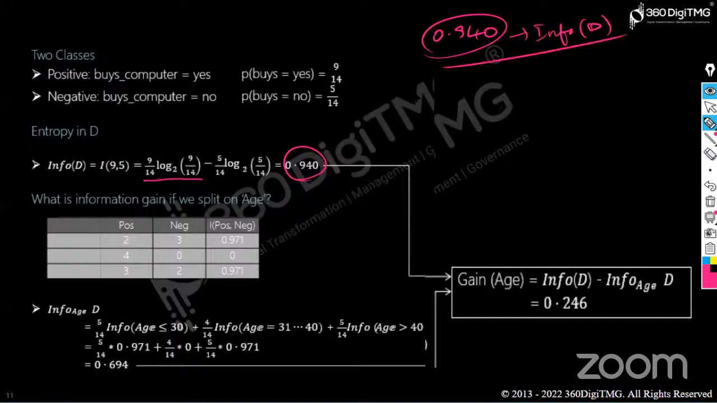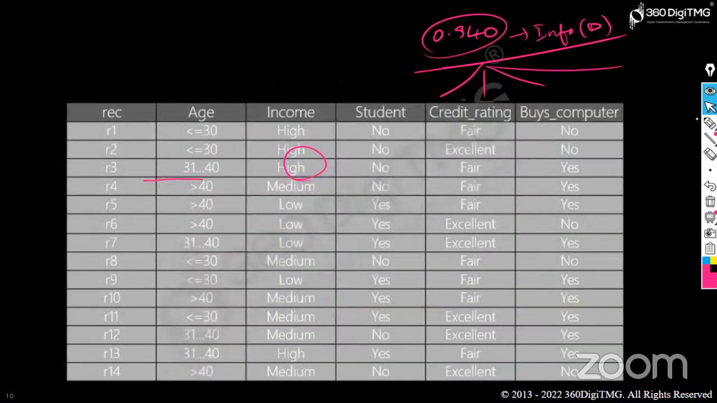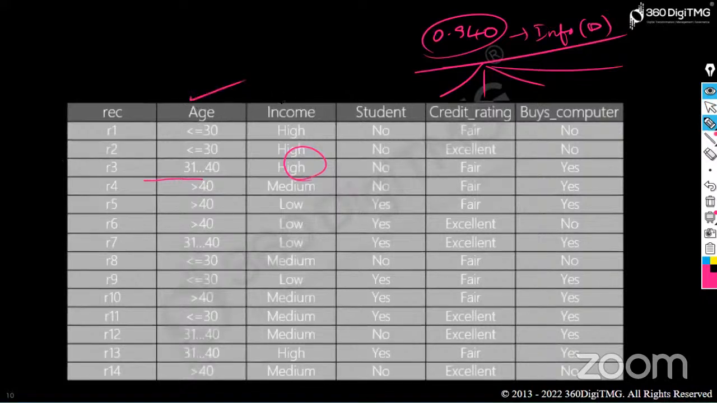So now, keeping this as a reference, you need to select each column. How many columns do we have? We have age, income, student, credit rating. We are not considering the record number, and we are also not considering the output. So we are considering only age, income, student, credit rating.